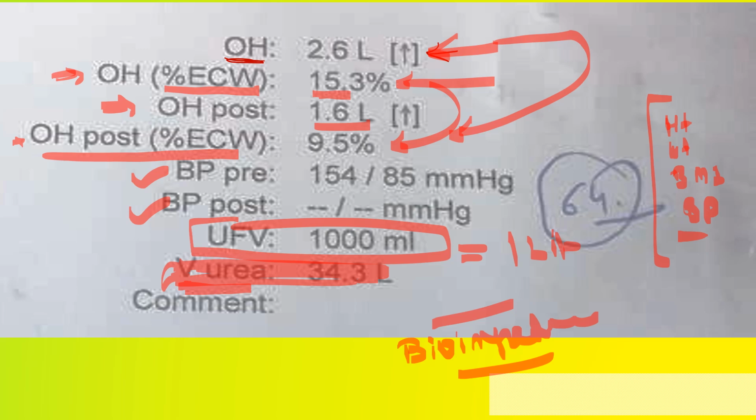So in simple terms, what you have to focus on is the overhydration. So 2.6 liter is the overhydration. Over a period of weeks, you can plan to reduce it.